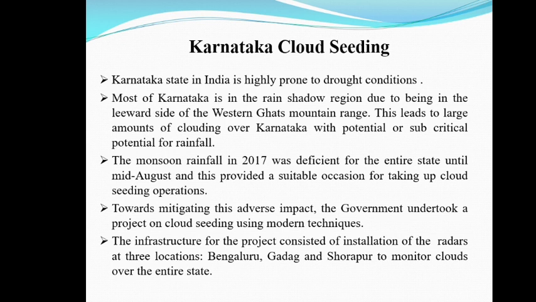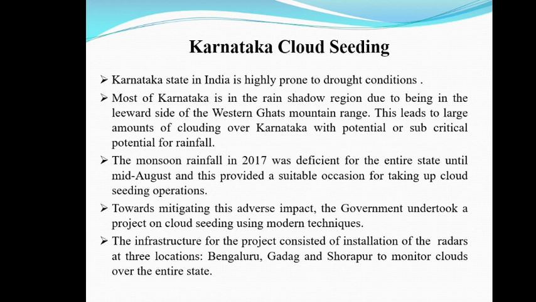Now we refer to Karnataka cloud seeding as the case study. Karnataka state in India is highly prone to drought conditions. Most of Karnataka is in the rain shadow region due to being on the leeward side of the Western Ghats mountain range. This leads to a large amount of cloud over Karnataka with subcritical potential for rainfall. The monsoon rainfall in 2017 was deficient for the entire state until mid-August, and this provided a suitable occasion for taking up cloud seeding operations.